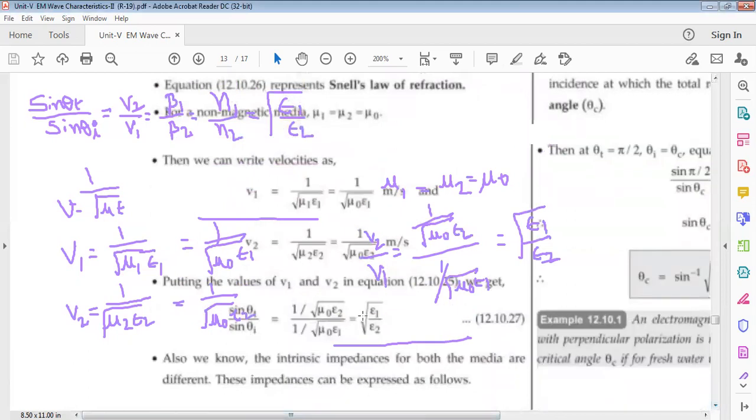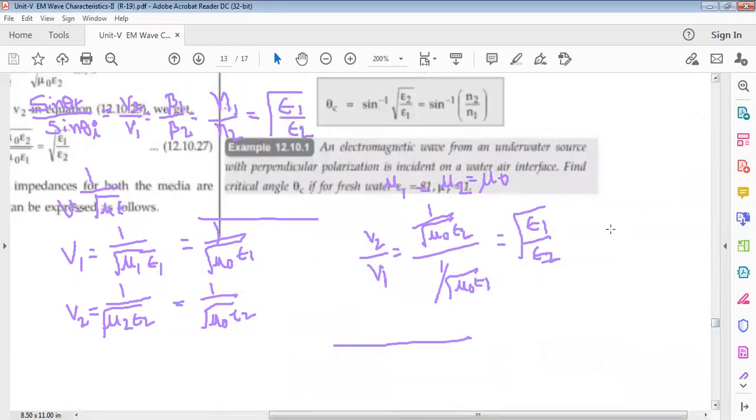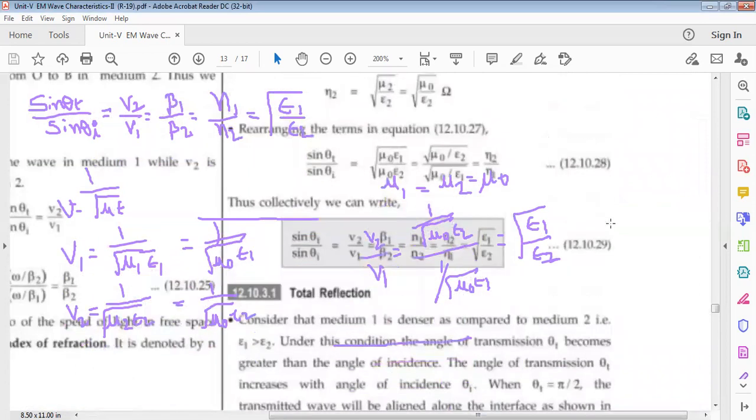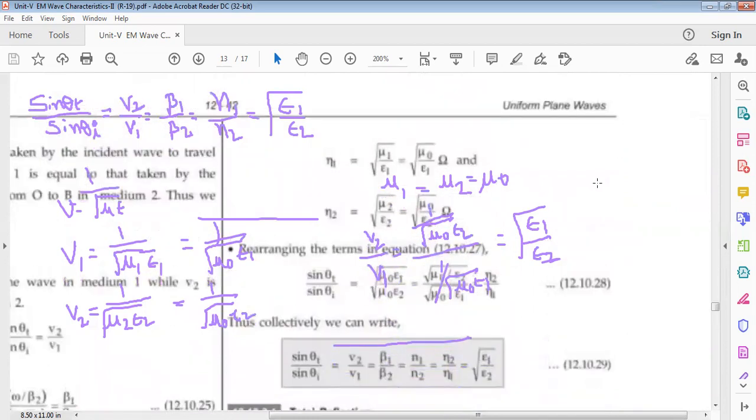So sine theta t by sine theta i is equal to under root of epsilon 1 by epsilon 2. Then the intrinsic impedance. Now, another expression in terms of the intrinsic impedance: eta is equal to, in the dielectric boundary, actually the formula is under root of j omega mu by sigma plus j omega epsilon.